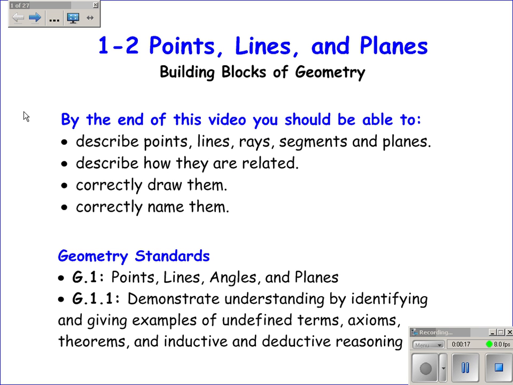Okay. By the end of this video, you should be able to describe points, lines, rays, segments, and planes. Also be able to describe how they're related. You should be able to correctly draw them and correctly name them. We are also covering two geometry standards, G.1 and G.1.1.